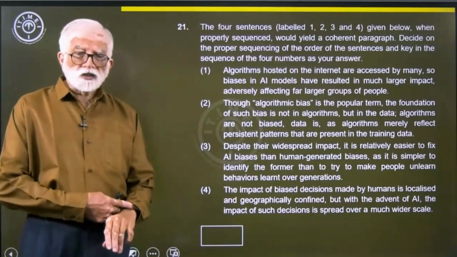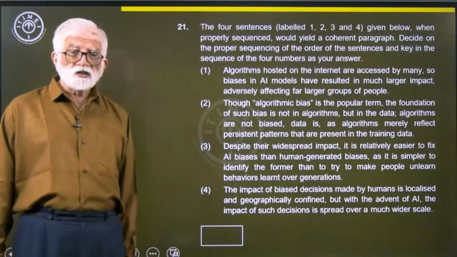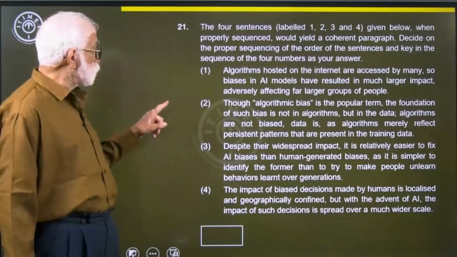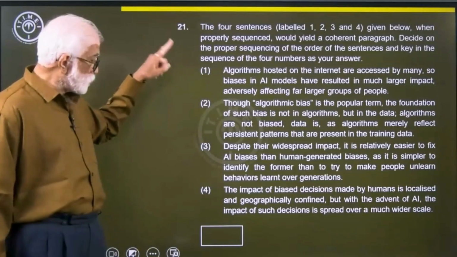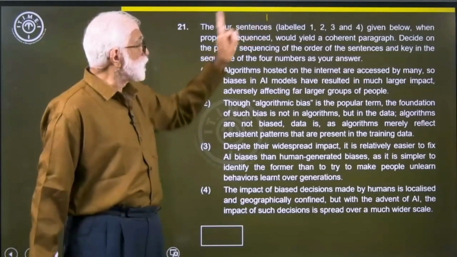Algorithms hosted on the internet are accessed by many. So biases in AI models have resulted in much larger impact adversely affecting far larger groups of people. I don't know where it goes just yet, because I don't have a certain context to it. So I'll just put the number 1 there.